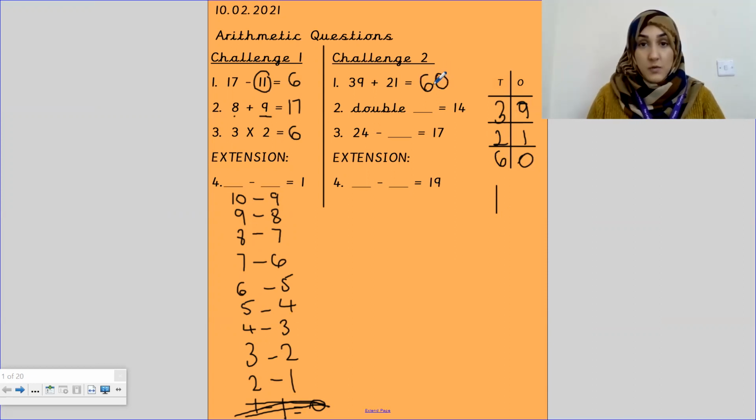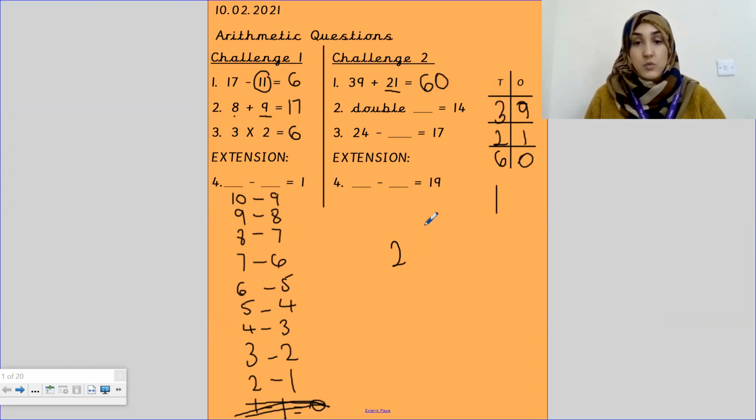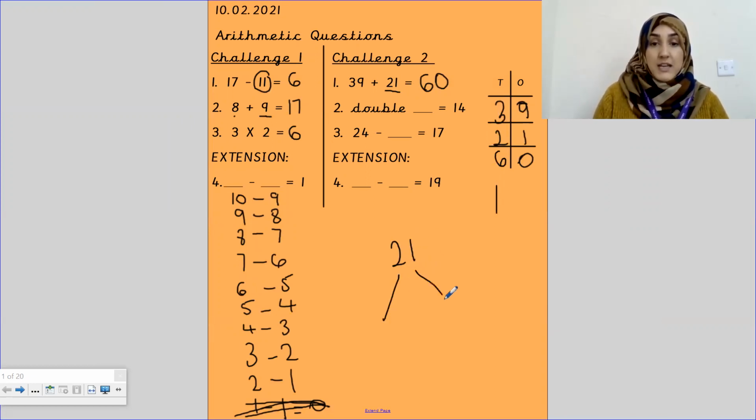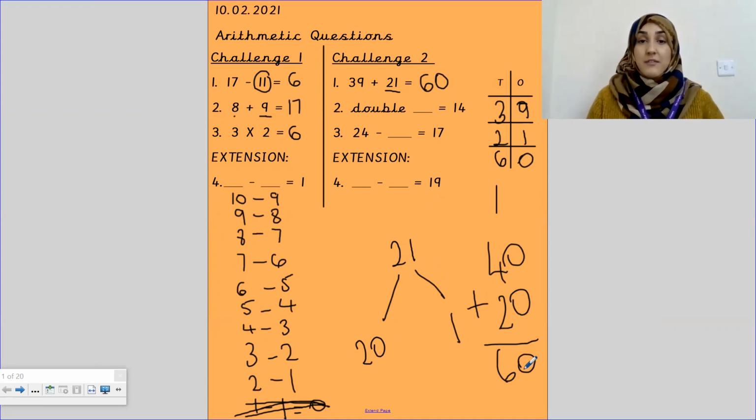Now I'm going to show you another way that we could complete this question without using column addition. I would look at the number 21 and split it up into tens and ones, 20 and 1. Now first I'm going to add on 1 to 39. So 1 add 39 equals 40, plus 20 equals 60. So that's another way of doing it quickly in your head that is accurate as well.